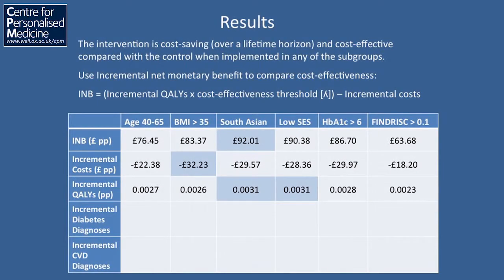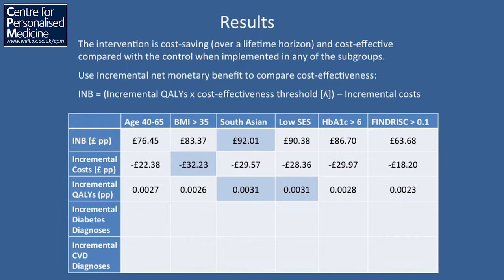So when we run this, we're not really surprised that the intervention is cost effective compared with the control in all 6 subgroups over a lifetime. It's also cost saving, and we find that the South Asian subgroup have the highest net benefit, so it's most cost effective to implement the intervention in this subgroup. But actually the most costs are saved in the people with high BMI. The most QALYs are gained in the South Asian and the low socioeconomic status groups.